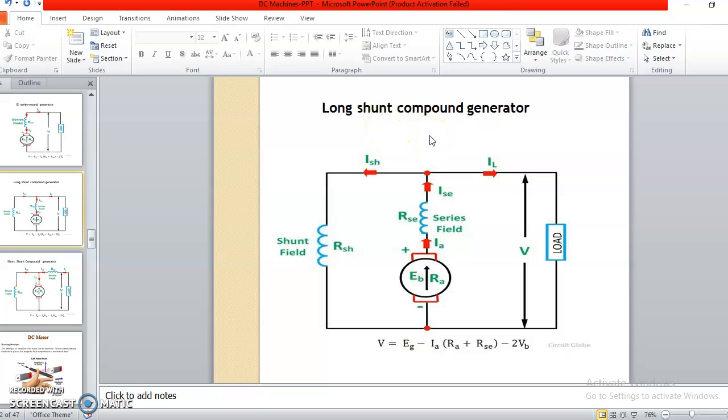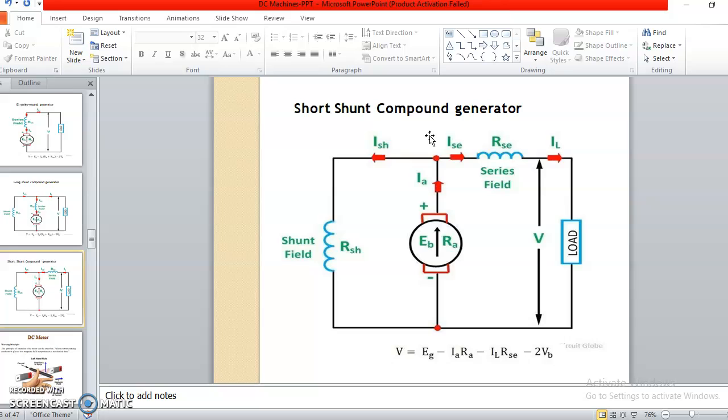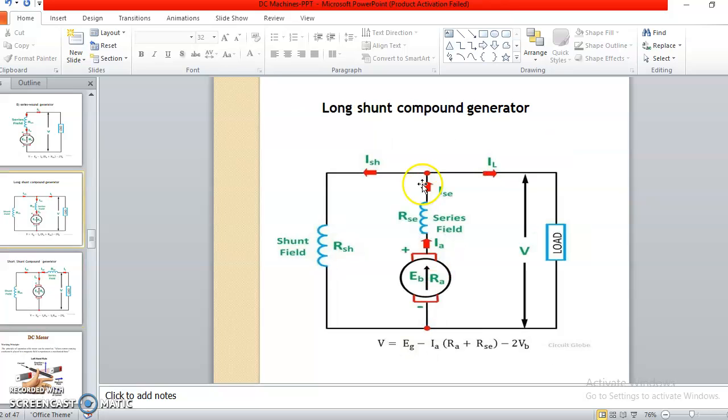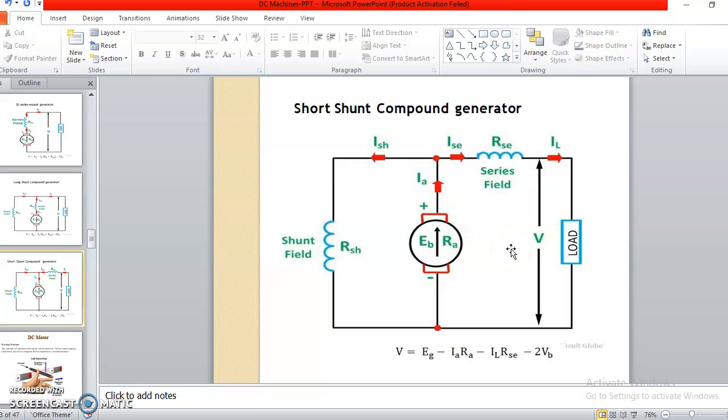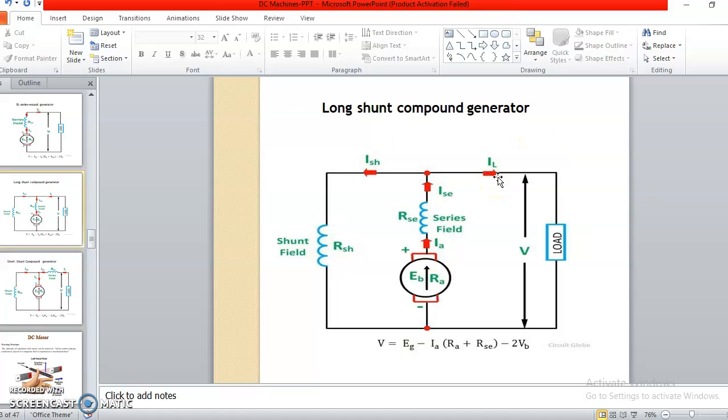So, long shunt and short shunt. See, in the short shunt compound generator, only the position of the series winding with the armature is changed. In long shunt, the field winding is totally parallel with the series winding and armature winding, but in short shunt the field winding is parallel with the armature winding only, and after that the series winding comes into the picture. Okay, so here also for long shunt we have some resistance in series, some resistance in the armature. So again in the voltage equation we have to write IA inside the bracket RA plus RSE. RSE is nothing but the series winding.